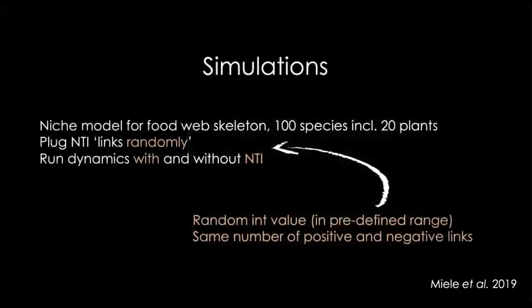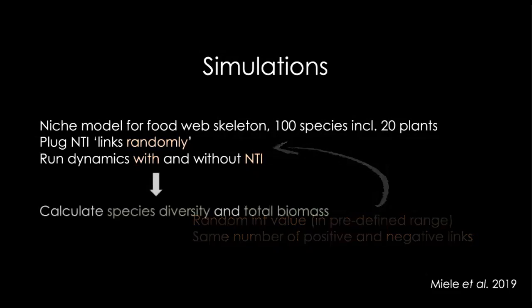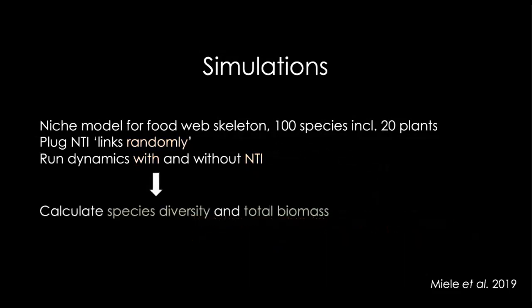And so again, we put the non-trophic links randomly. We take a value for the non-trophic interaction in that predefined range that tries to put them on a similar scale. And then we decided to put exactly the same number of positive and negative non-trophic links in all the networks. At the end of the simulation, we calculate species diversity and total biomass.